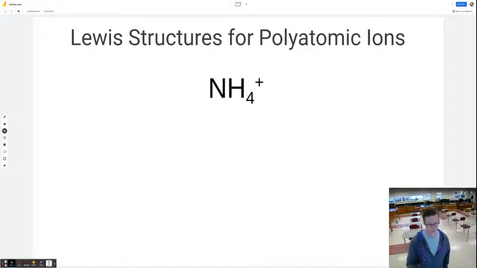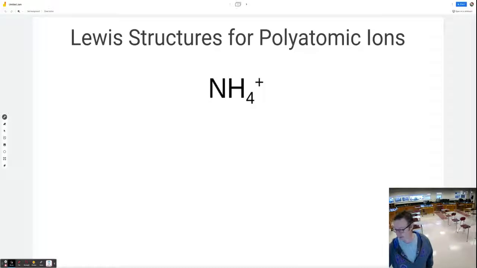So first, we can do NH4, positive 1. This is the only positive polyatomic ion. So the only time you'll have to deal with the positive charge. All the other ones that you're going to see are negative. So I wanted to show you this one first because it's the only one of its kind. And so if you do see this one, it'll be done the exact same way I'm about to do it.